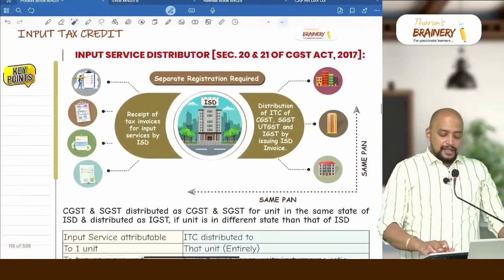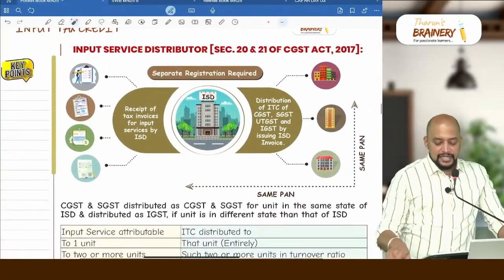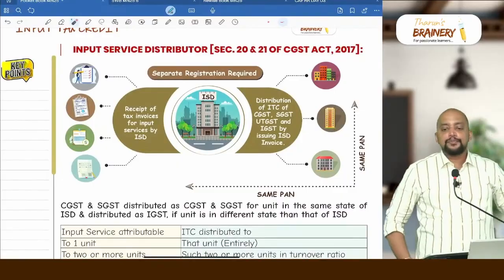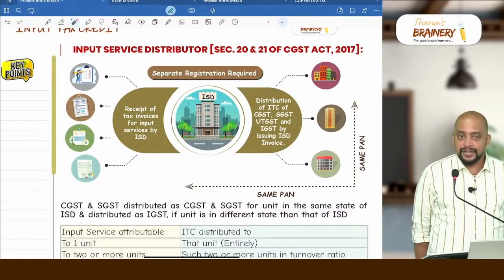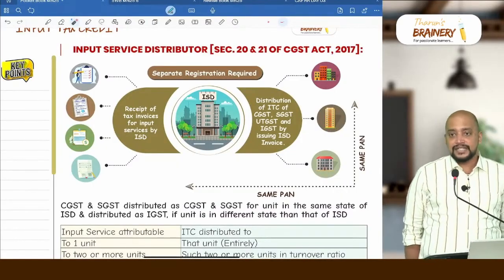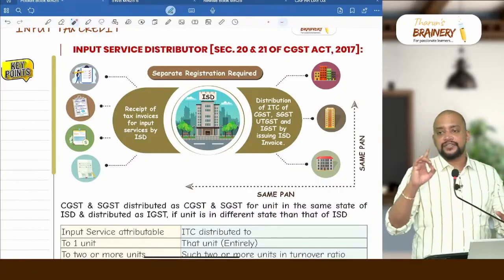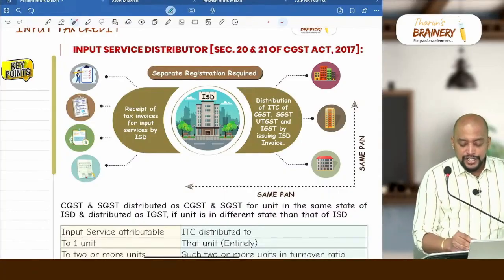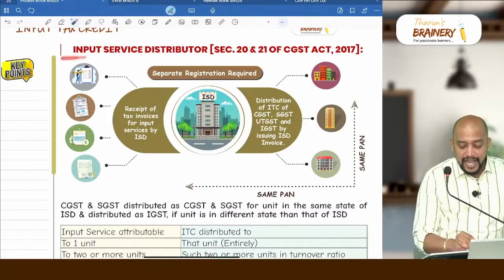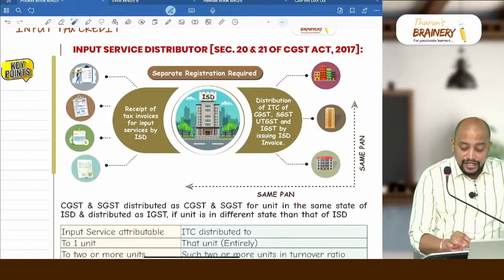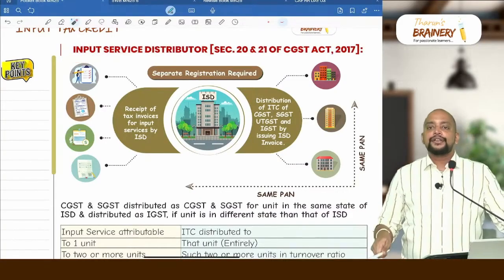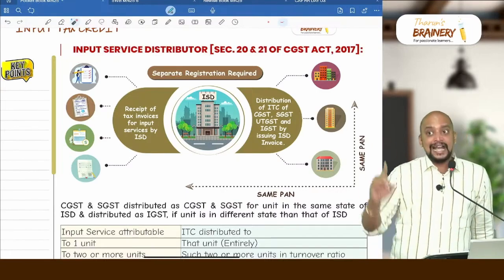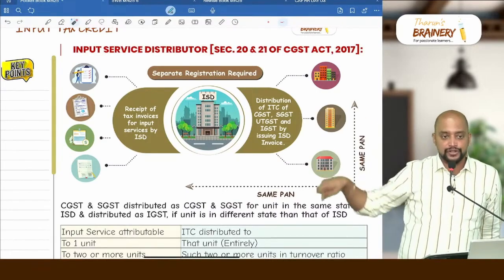Then ISD, section 20 and section 21. Who is an input service distributor? Input service distributor is a head office which will receive the inward supplies for input services. Remember, only input services. It is not input distributor. It is not capital goods distributor. It is input service distributor. The head office can take ITC only with respect to input services and distribute the credit to the branch offices.